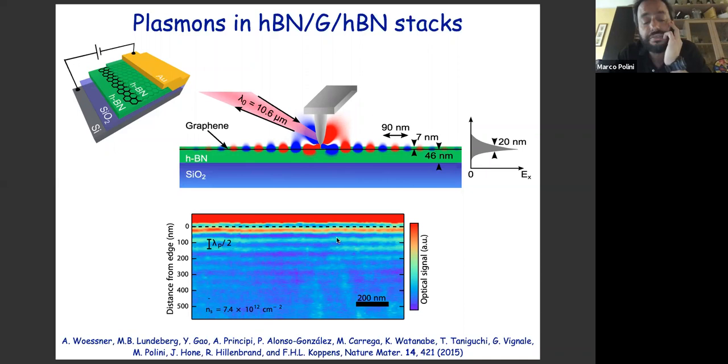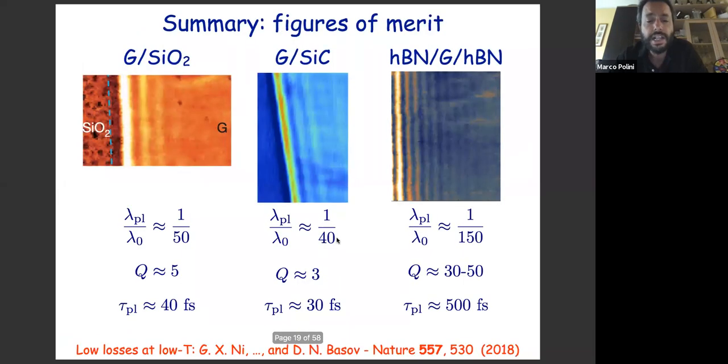And so Frank and collaborators in 2015 carried out these mid-infrared experiments in encapsulated graphene. You see, spectacular, this number of fringes has increased a lot, and so plasmons propagate over much longer distances compared to first generation devices. And so just to make a summary, essentially we are in 2015 roughly with this slide, and you could reach in encapsulated graphene compression ratios of the order of 1/150 with lifetimes approaching 1 picosecond.